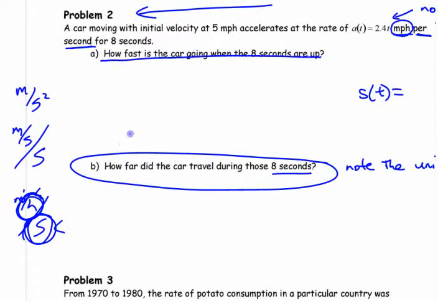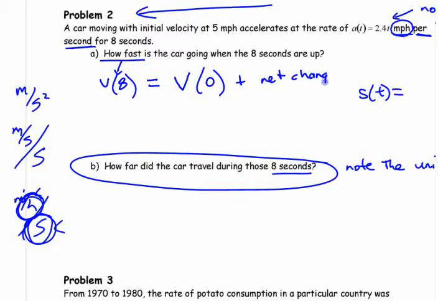All right. So if we have that function and we want how fast the car is going when the 8 seconds are up, we want its velocity, right? Find its velocity. You want its velocity at 8 seconds, right? Its velocity at 8 seconds is going to be whatever its velocity was at 0 plus the net change in velocity from 0 to 8. Does that make sense?